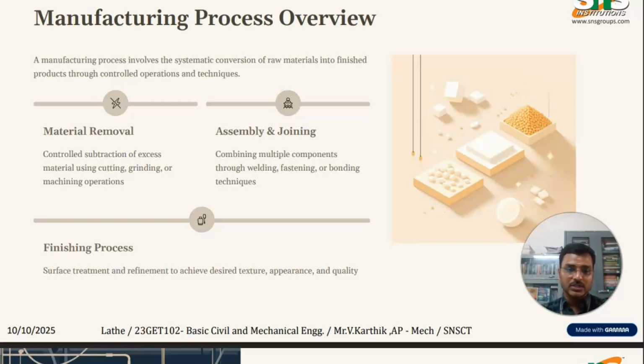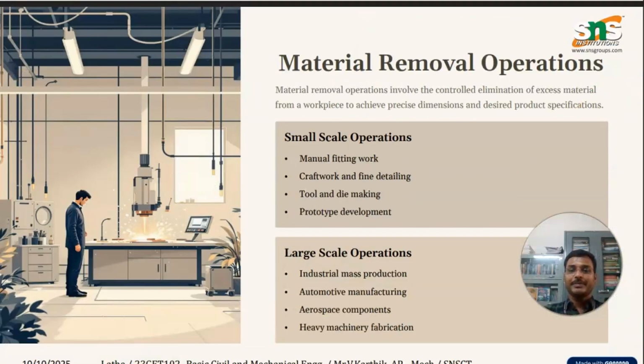Finishing process is where surface treatment and refinement are done to achieve the desired structure, appearance, and quality of the product. This is one of the manufacturing processes. Next one is the material removing operations. We have the types of material removing processes.